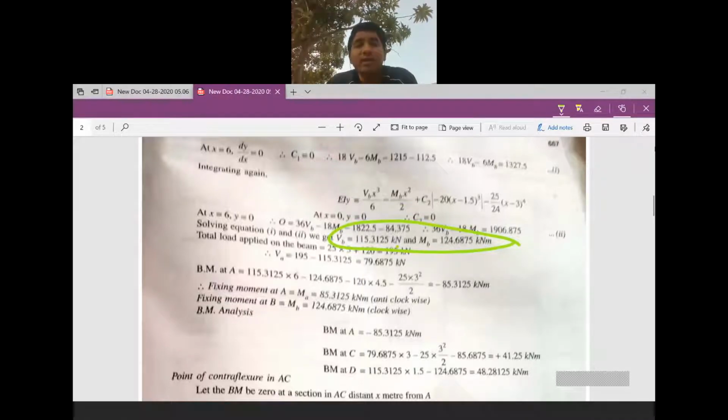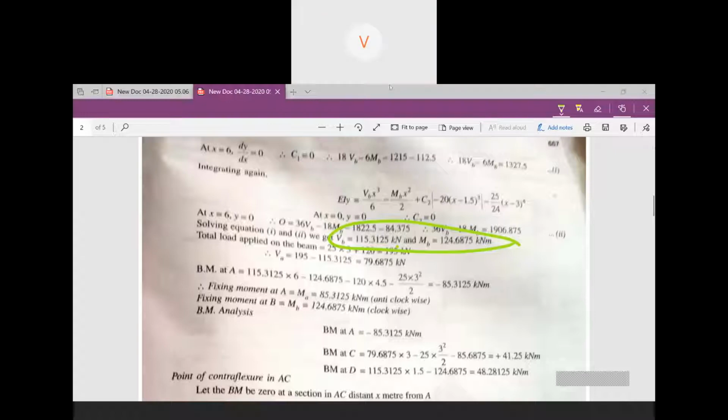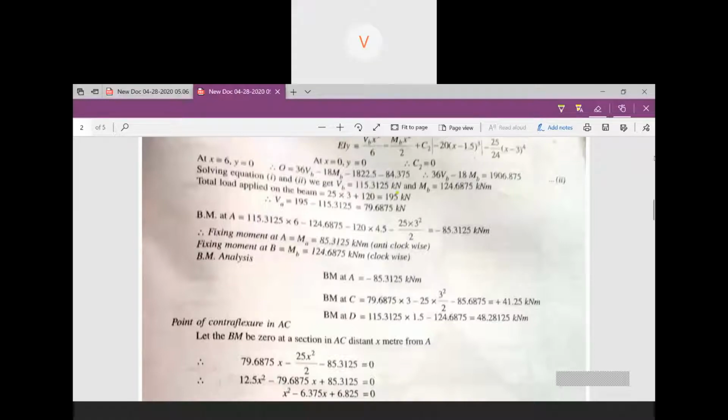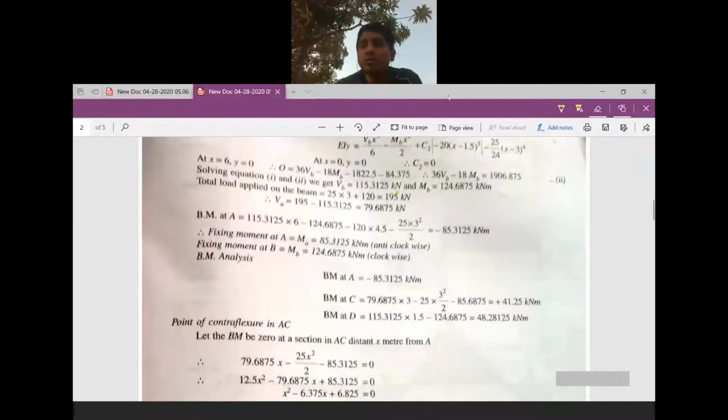After that, you are calculating the support reactions. Okay, after that, you are solving these two equations, and you will get the two values VB and MB.